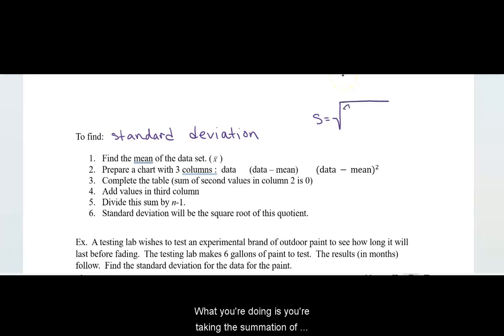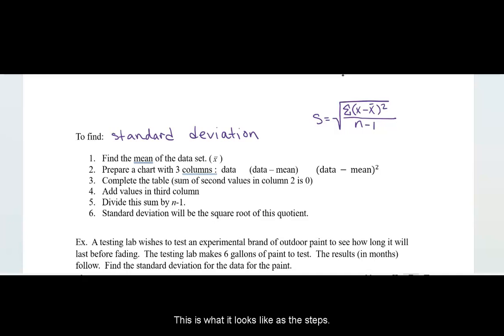So when we were talking about the standard deviation, let me put it all inside here. What you're doing is you're taking the summation of every x value when you subtracted it from the mean, right? X minus the mean, and then squared it. That's your third column. So what this part right here that I wrote down represents is the total from the third column of our table that we're going to be doing. You divide that by n minus 1, and then you take the square root of that answer.